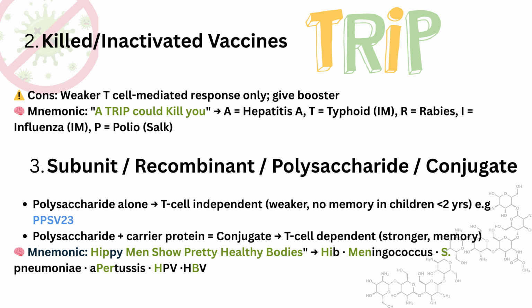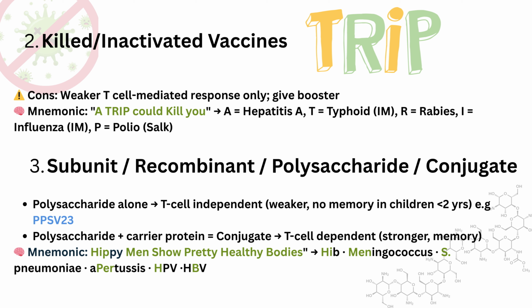Now let's move to our next category. Polysaccharide or subunit or conjugate or recombinant vaccines. First, let's discuss polysaccharide vaccines. A polysaccharide antigen by itself only activates B cells. It does not activate T cells. And because there is no T cell involvement, you do not get good immunological memory. That means weaker protection, and it does not work well in children under 2 years old. The classic example? PPSV23. Remember, polysaccharide alone, B cells only, no memory.